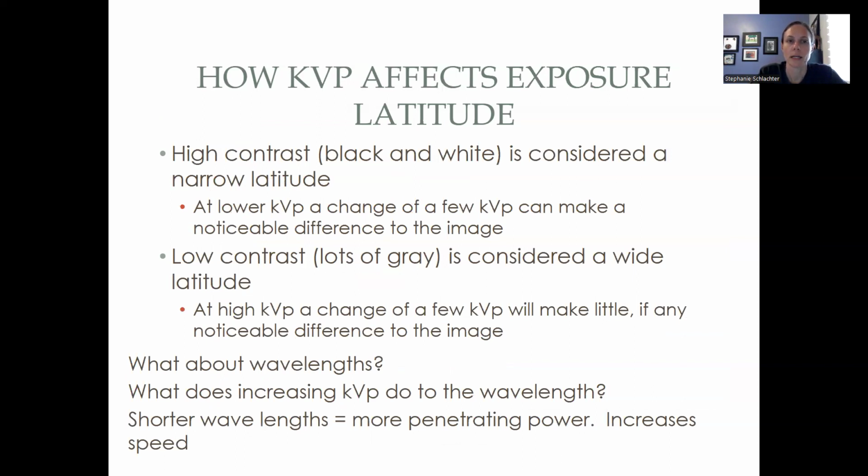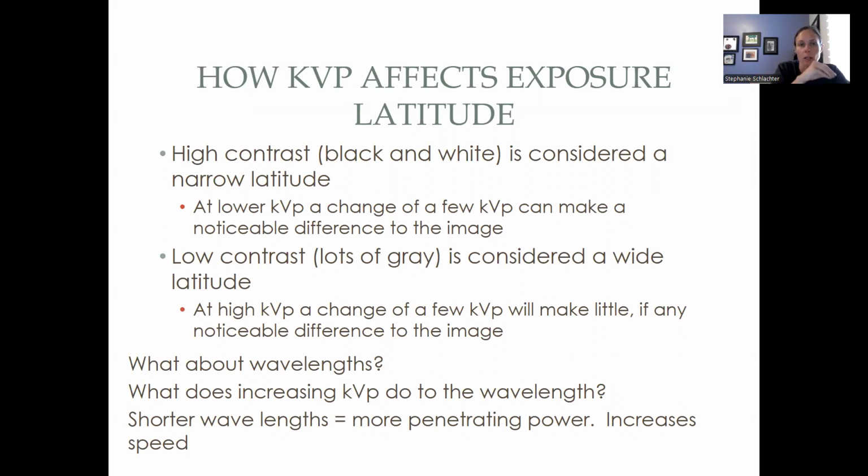All right, so again, this is talking about contrast and that grayscale. When we say we have high contrast, which means we have more black and white and less gray, it means we have a narrow latitude, right? It means there are fewer colors, if you will, on our image. More black and white, less gray. And we know that when we have a lower KVP, if we change it by just a little bit, we will see a noticeable difference in our image.